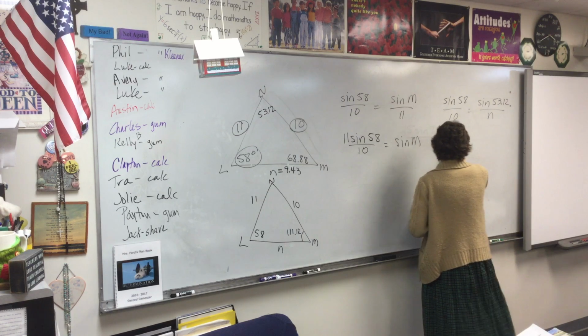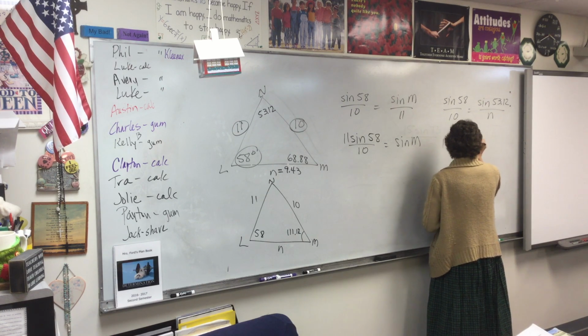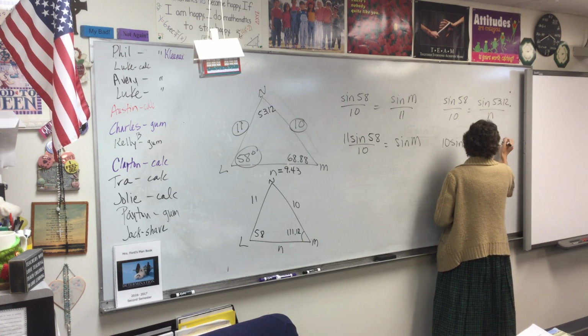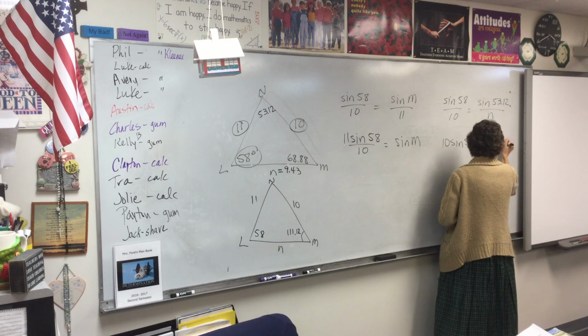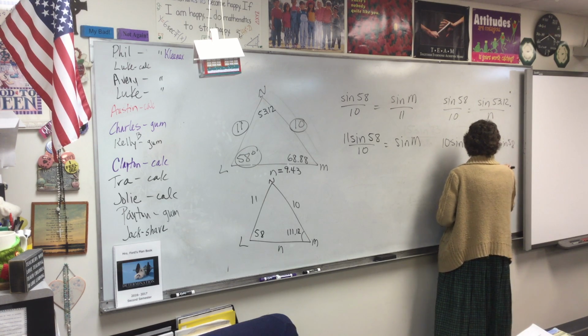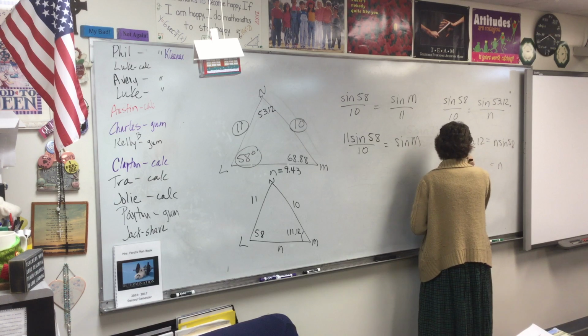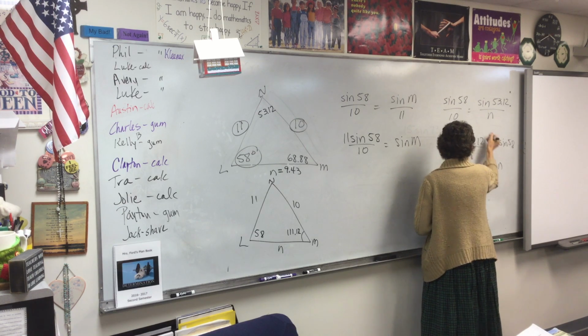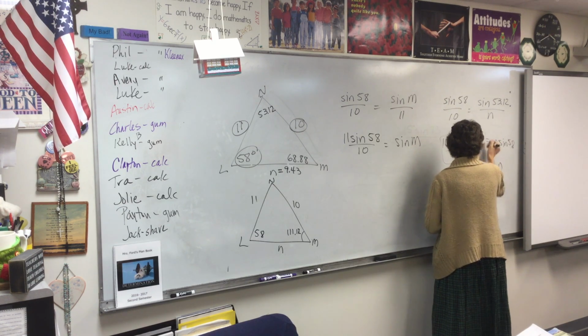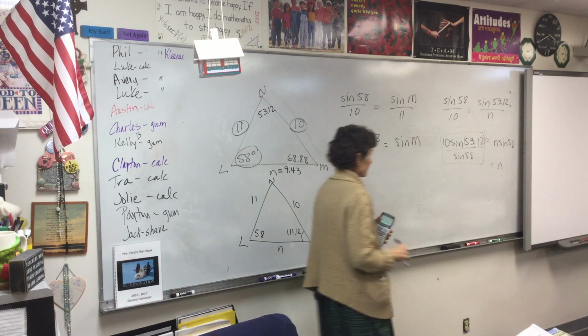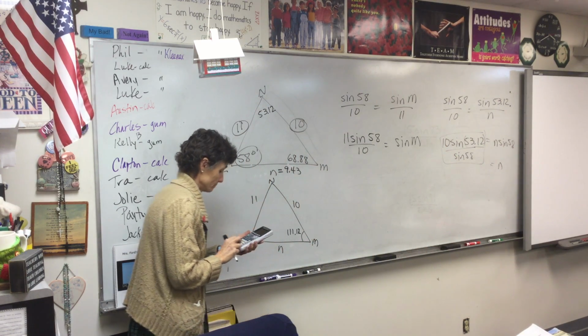Yeah. Okay. So 10 sine 53.12 equals N sine 58. So you're going to divide this by sine 58. So this is what you need to be typing in on your calculator. Make sure you're closing that parenthesis. These are different because you're finding the angle.